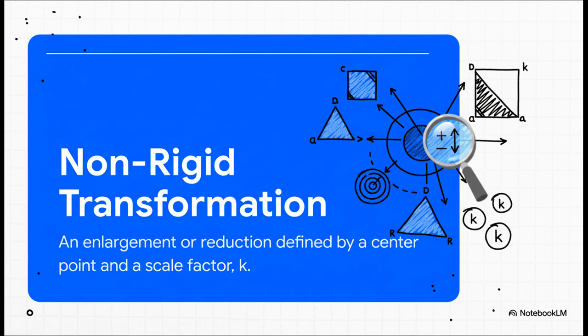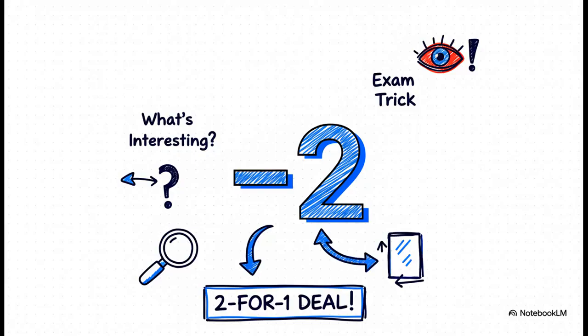Well, this is all about changing size, and it's controlled by two things, a center point and this thing called a scale factor, which we just call K. And this K value, it's kind of like the magic number that tells the shape exactly how much bigger or smaller to get. Okay, but here's where things get really interesting.